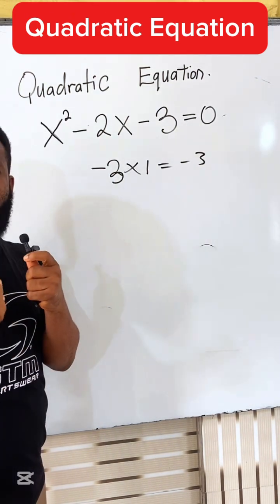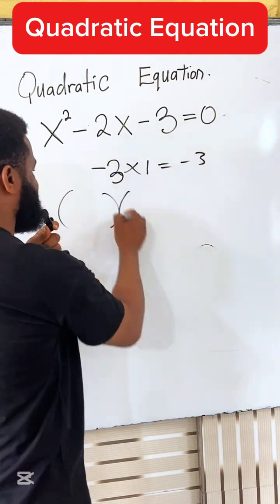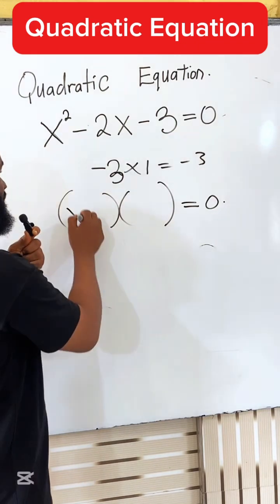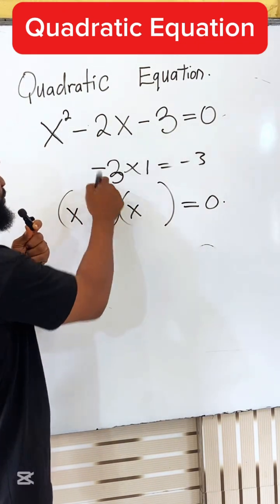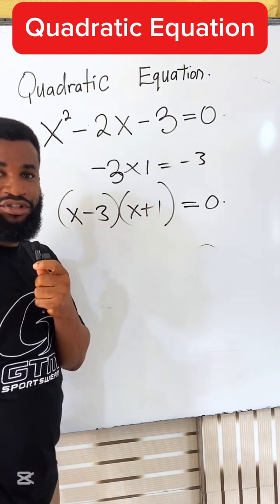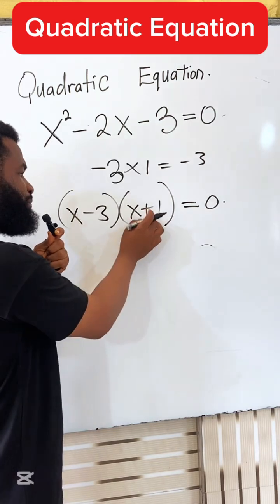So how do we find the values of x? What we are going to do is this. You open two brackets and everything equal to 0. The next thing is you have your x here, you have your x here. The first one is minus 3. The next one is plus 1.